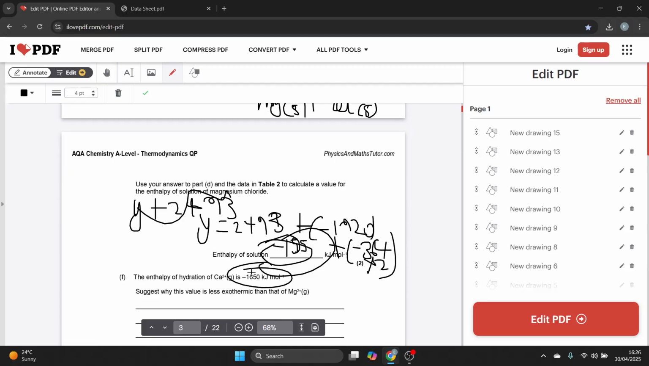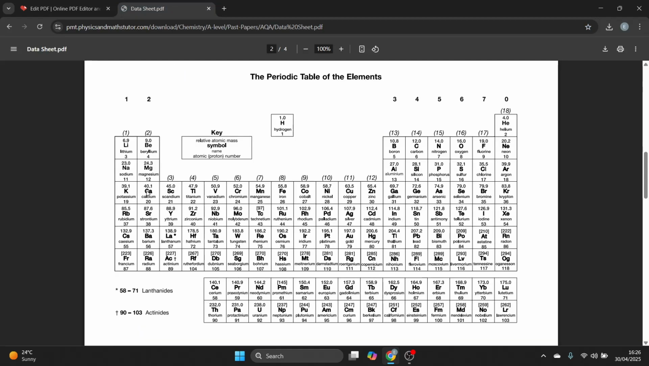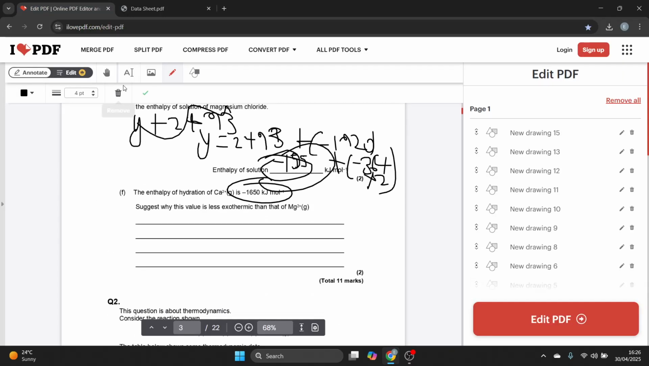Now, anytime you get a question like this, well, let's have a look. It's calcium and magnesium, right? I can already tell the Ca2+ ion is going to be bigger, definitely, and that's all it wants you to really say.